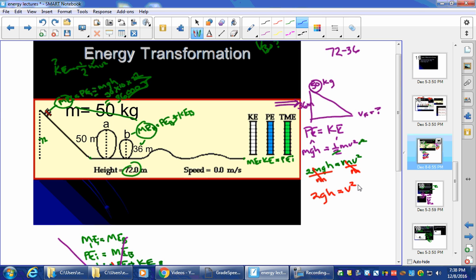How do we get rid of the square? Square rooting it. There we go. And so here's our final equation. The square root of 2gh equals v. And now, though, this h, instead of having to subtract, we already did the subtraction earlier. This 36 is going to go in there. So the square root of 2 times 10 times 36 is equal to our v. And let's see what that comes out to. 20 times 36, square root of 720. We get 26.8 meters per second about, right?